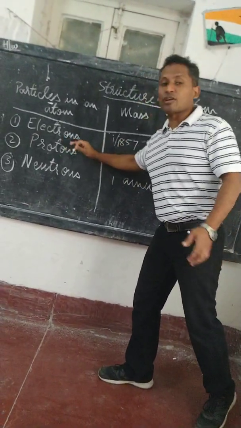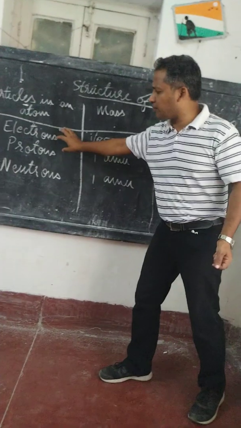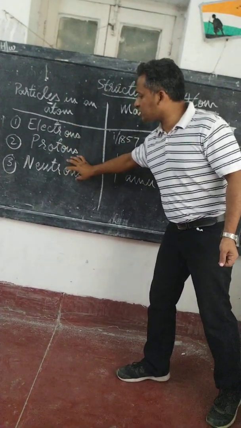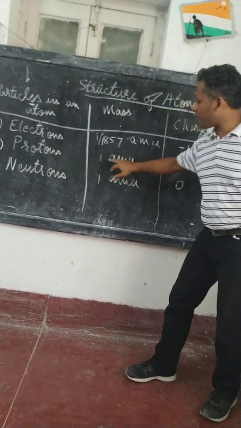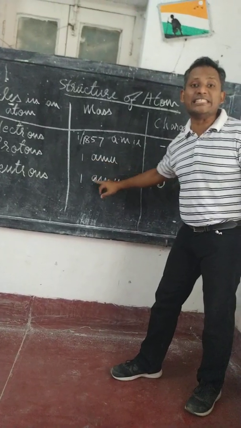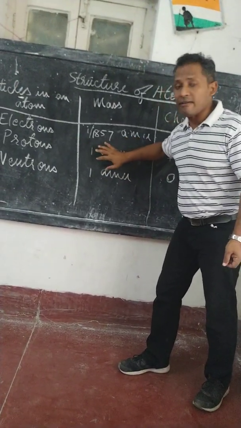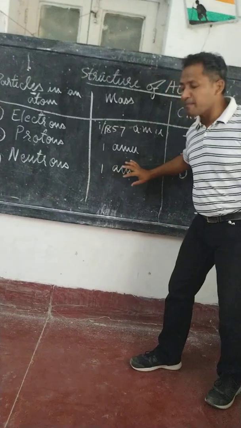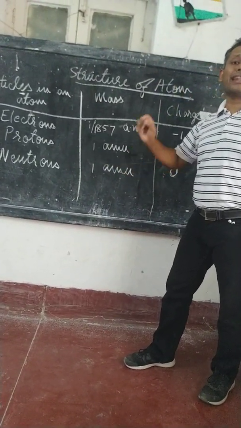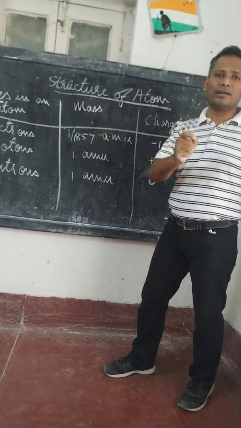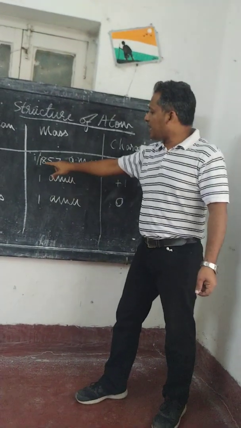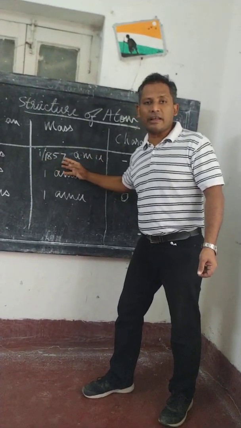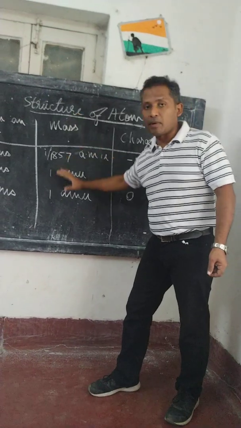So the mass of an electron is very little. Inside the atom you have three particles: electrons, protons, neutrons. Protons and neutrons have a mass of 1 AMU each. That is, a proton will have a mass of 1 AMU, a neutron will have a mass of 1 AMU, but an electron is an extremely small particle, almost massless. It has a mass of only 1 by 1857 AMU. Now that is the mass part.